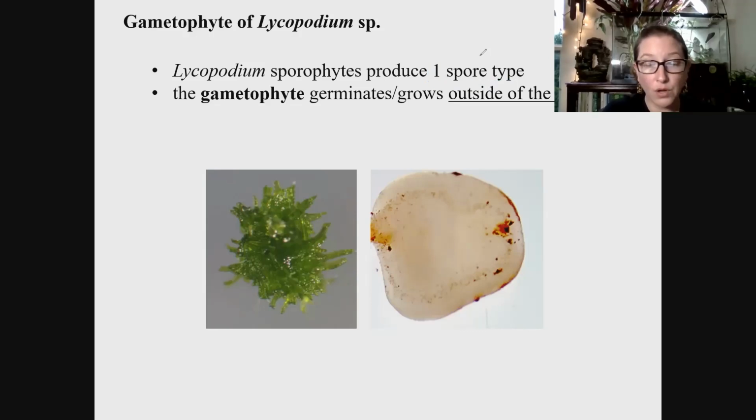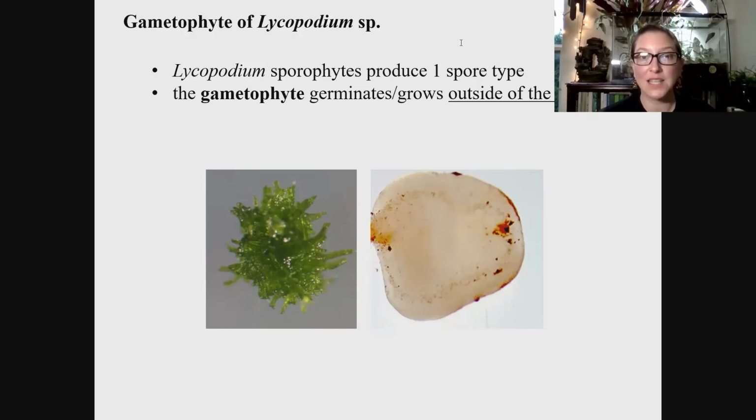And that spore is going to grow. When you hear the word grow, things should be going off in your brain. When you hear the word grow, you say? Mitosis, mitosis, mitosis. Right? If you hear the word grow, you should automatically be like, oh, right, mitosis. So Lycopodium makes one type of spore. The sporophytes make one type of spore. That spore is going to grow via mitosis into gametophyte plants.